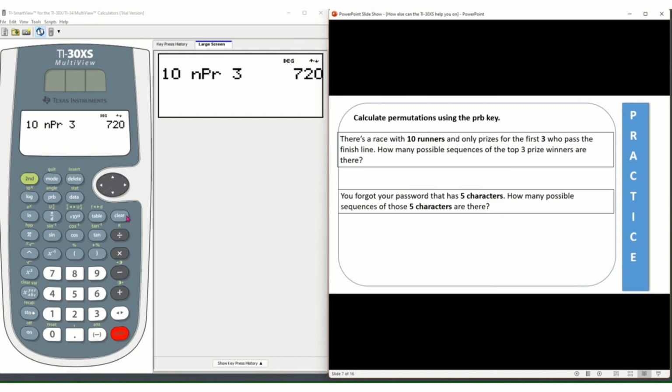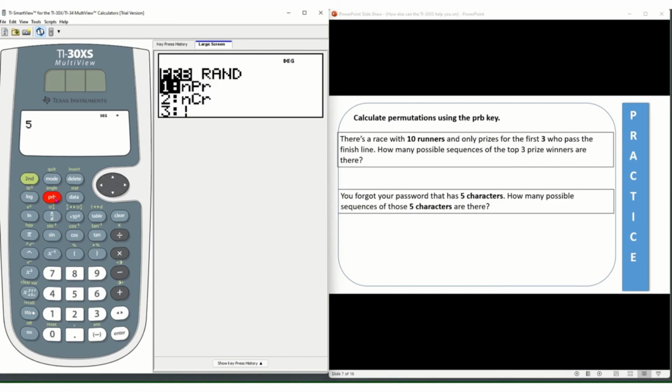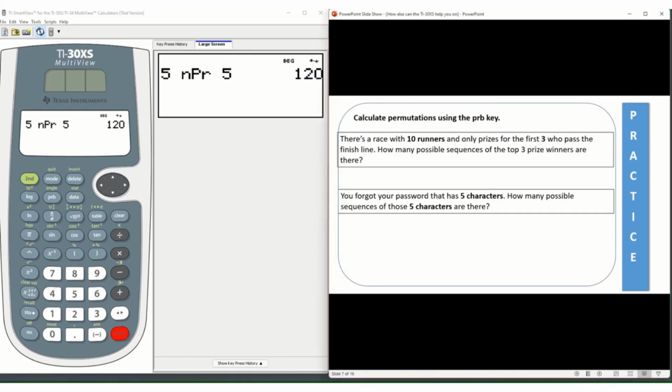So we're going to come to our calculator, and same thing. 5, it's my larger group, PRB, and I want the first one, nPr, so I'll select it, and then I want 5 out of that group. Order matters. And I'm going to press enter. I have 120 different sequences that could be used for this password. Awesome. Let's look at a third example.